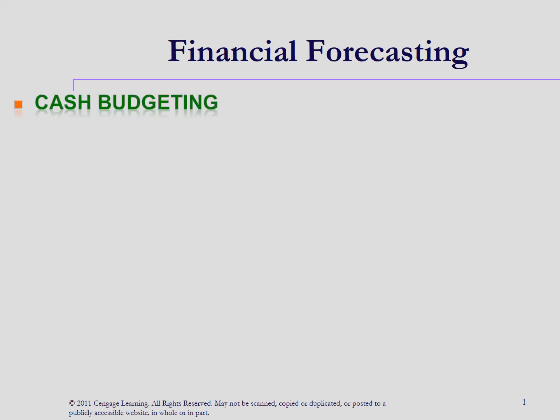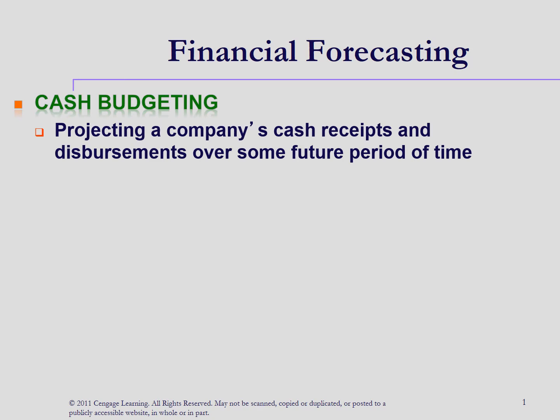Cash budgets can estimate more precisely both the amount of financing needed by a firm and the timing of those financing needs. A cash budget is a projection of a company's cash receipts and disbursements over some future period of time. It is typically prepared on an annual basis and subdivided into months. It is useful in determining the amount of short-term funds the firm may need to borrow to cover any projected cash shortages.